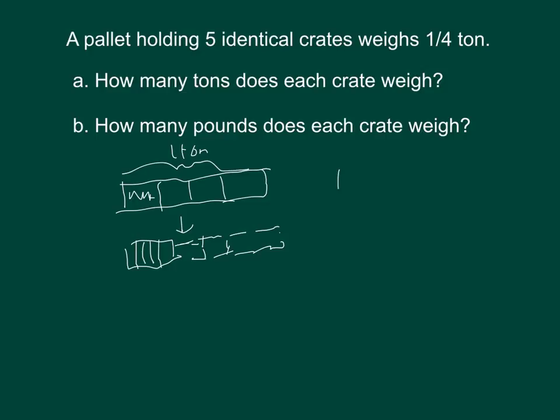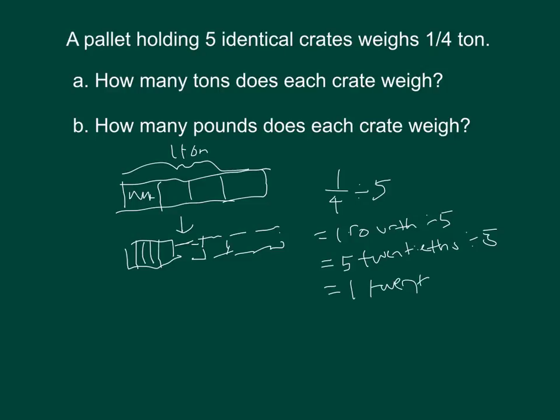So we have 1/4 divided by 5 equals 5/20 divided by 5, which equals 1/20. Each crate weighs 1/20 of a ton.